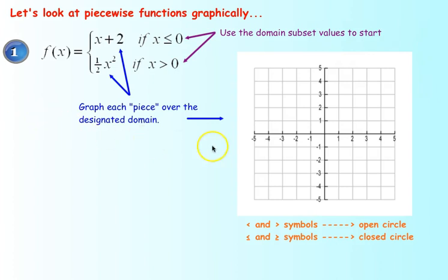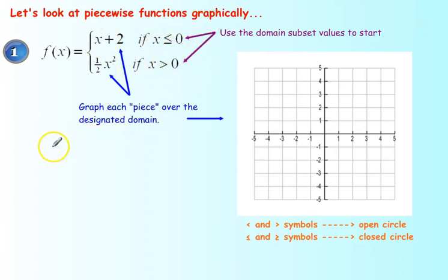Alright, my shattered glass example might make a little bit more sense once we look at these graphically. So let's try to graph one. Here is a piecewise function with 2 rules to it. I want to graph f of x equals x plus 2 if x is less than or equal to 0, and 1/2 x squared if x is greater than 0. So I have 2 rules, 2 different subsets.